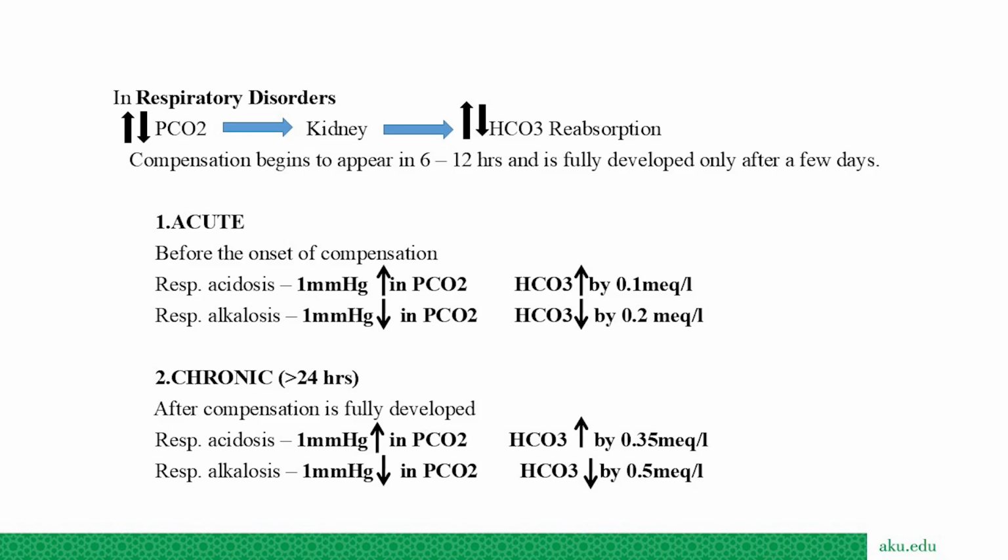Similarly, in respiratory alkalosis, when the PCO2 decreases, the bicarb decreases. However, once the disorder becomes chronic, the amount of bicarb that decreases with each decrease in the carbon dioxide is more and more significant.